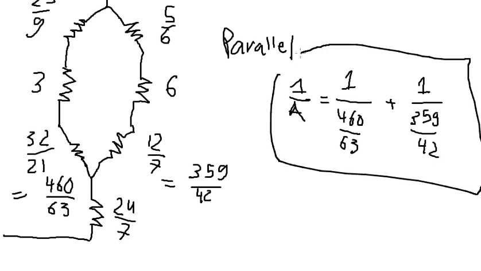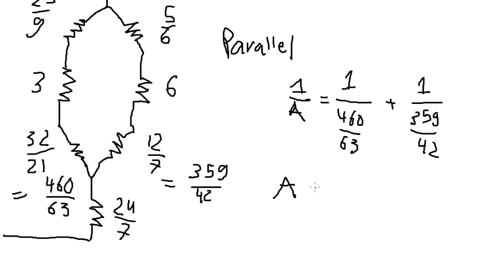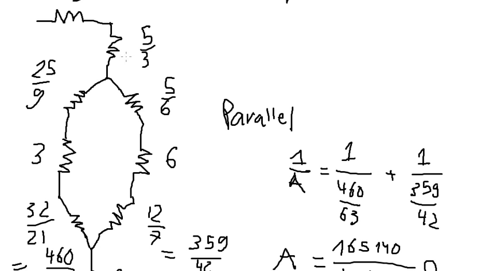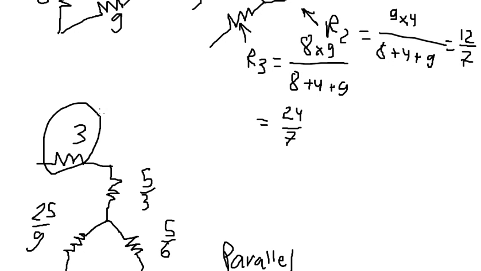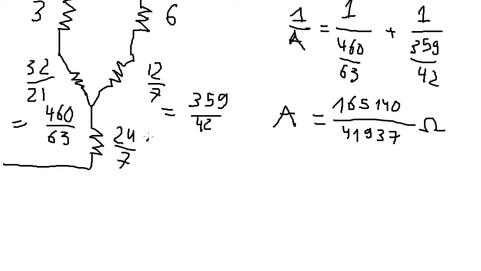We can find capital A in here, and that is 165,140 over 41,937 ohms. This is capital A. Now we just sum 3, 5 over 3 and 24 over 7. We can find the total resistance in here.